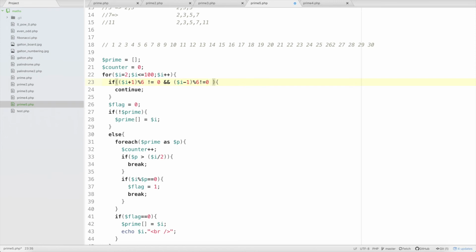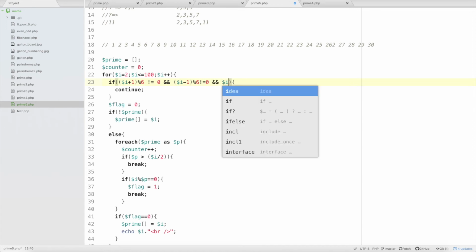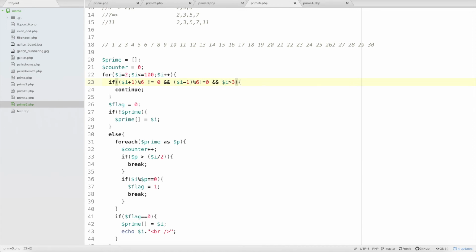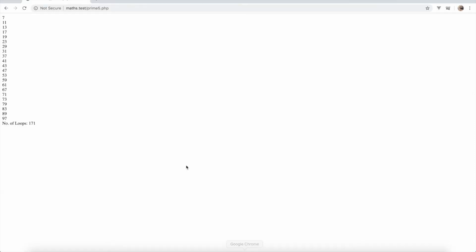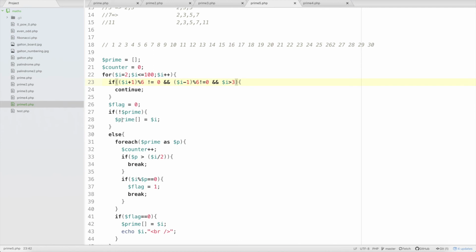Which means only check this condition if I is greater than 3. So I just want to add one new condition over here, and or I is greater than 3. Now let's check if we get the proper values. So you can see we have found 3, 5, 7, and the reason 2 is not being printed is because we have just assigned 2 in the prime like this.